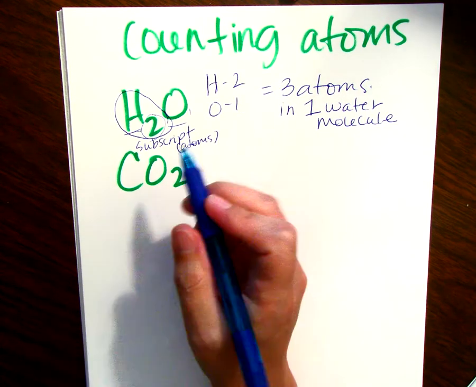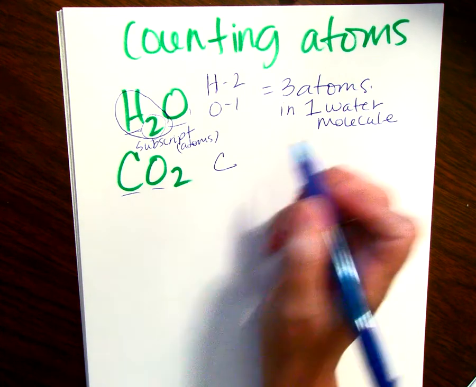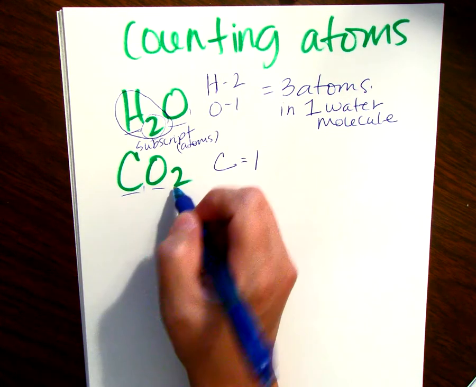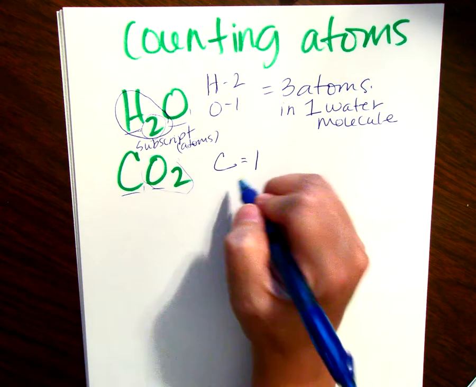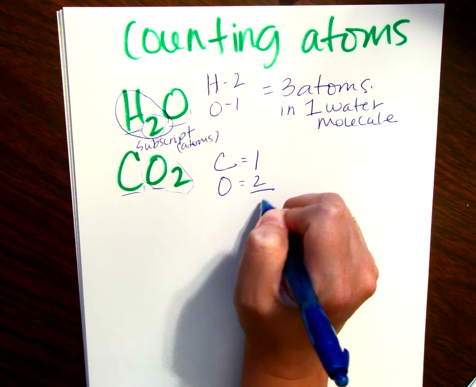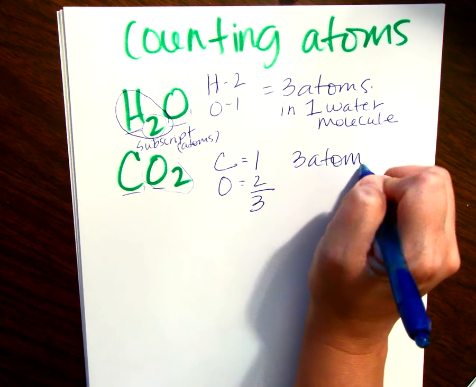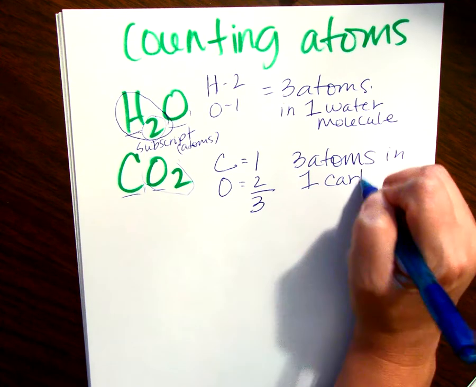So over here, for carbon dioxide, we have carbon and we have oxygen. Carbon, there's an imaginary 1 here. There's only 1. There's a subscript here, so this means oxygen, there's 2. For a total of 3 atoms in one carbon dioxide molecule.